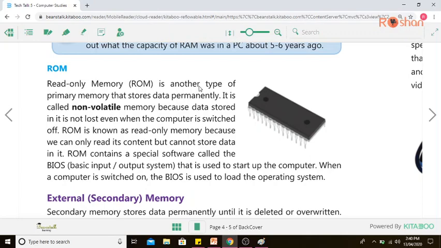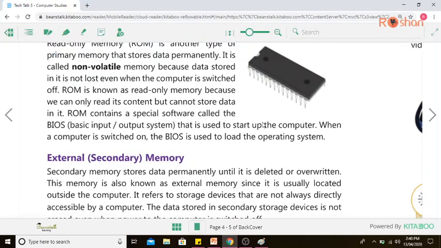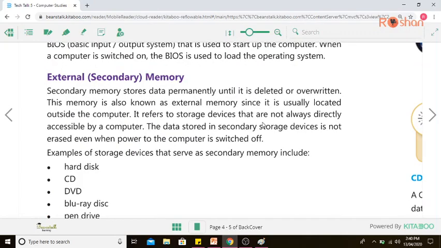Now the next topic is secondary memory. Secondary memory stores data permanently until it is deleted or overwritten. The memory is known as external memory since it is usually located outside the computer. It refers to storage devices that are not always directly accessible by the computer. The data stored in a secondary storage device is not erased even when the computer is switched off.